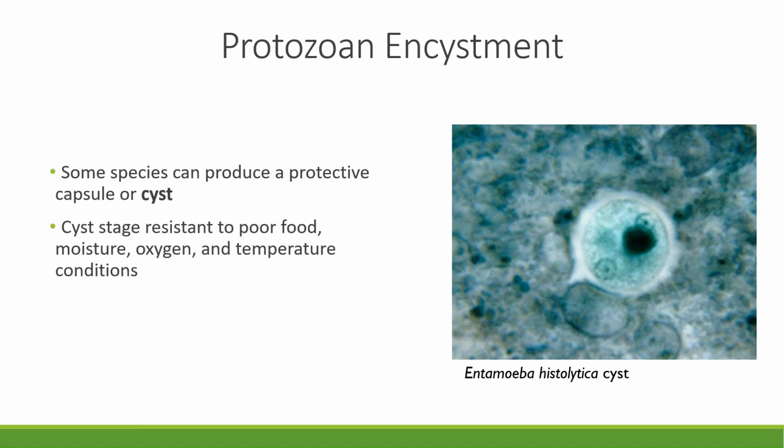A cyst stage is really important because when it is formed into a cyst, this particular organism is resistant to poor nutritional environments, poor moisture environments, so drying out, low oxygen conditions, poor temperature conditions, and so on and so forth. And the reason why these organisms do this is it's a great stage to be in when you're trying to hop from one host to another, where environmental conditions vary and they're not always perfect for you.